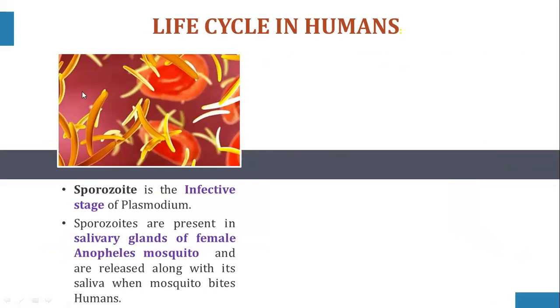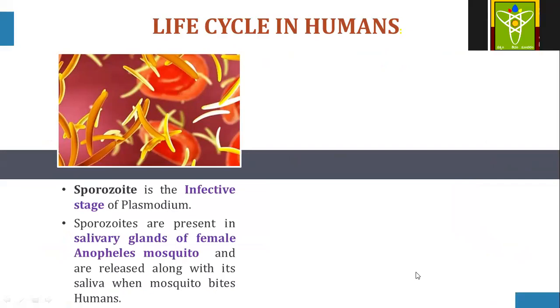Now, let's learn the detailed life cycle, how it happens. So what I will do is I will classify the life cycle of the Plasmodium into two phases. One, in the human being, where the asexual phase will occur. And second, the life cycle in the case of the mosquito, where the sexual phase will take place.